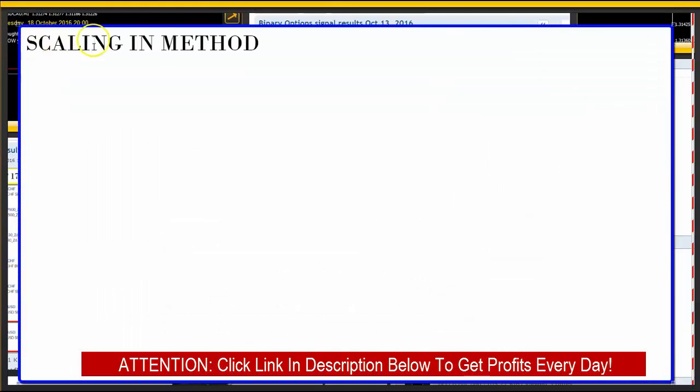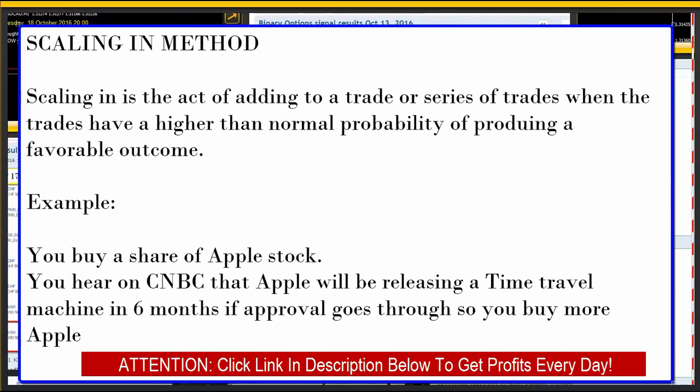Now we're going to talk about a scaling in method. Now, what is scaling in? Scaling in is the act of adding to a trade or a series of trades when the trades have a higher than normal probability of producing a favorable outcome. An example, you buy a share of Apple stock. You hear on CNBC that Apple will be releasing a time travel machine in 6 months if approval goes through, so you buy more Apple stock. Now, there's a favorable outcome that Apple, and it's not guaranteed, is going to shoot through the roof if a time travel machine happens or whatever.